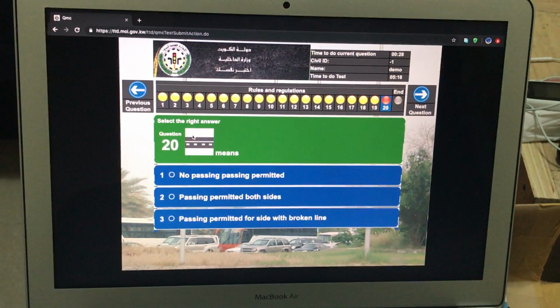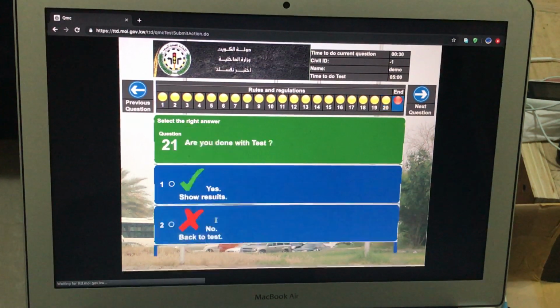And this is a black line, and on the other side of the black line there is a dotted white line. That means there are 3 answers, you have to select one of them. No passing, passing permitted both sides, passing permitted for side with broken line. So the third answer is the correct one.